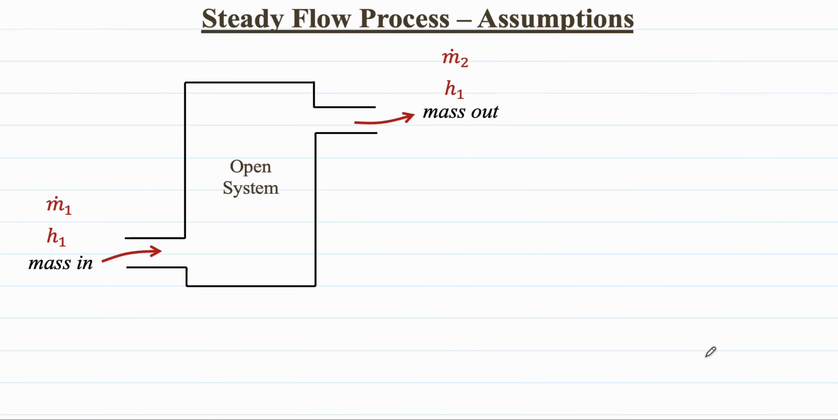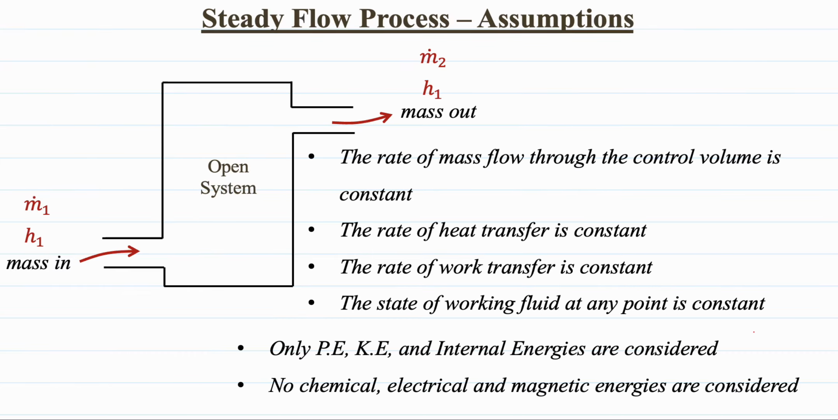So before deriving the steady flow energy equation, we need to understand the assumptions that we are going to make, because we are talking about an ideal fluid system or ideal gas system. The rate of mass flow through the control volume is a constant, and the rate of heat transfer is a constant, and the rate of work transfer is a constant, and the state of working fluid is constant at any point.